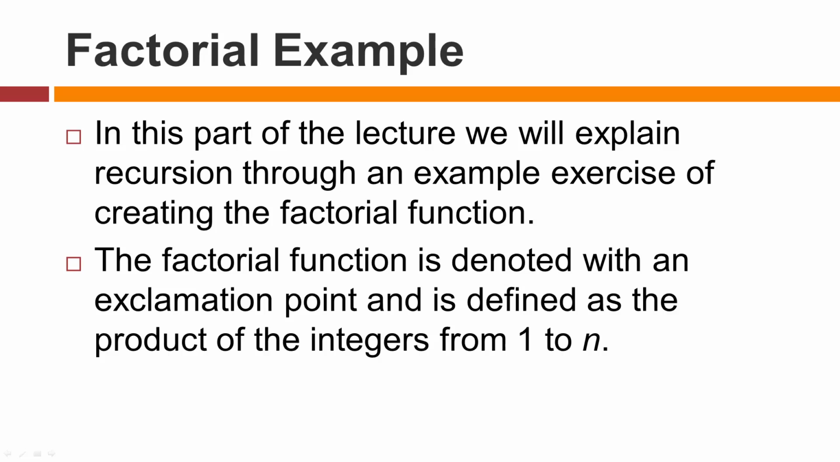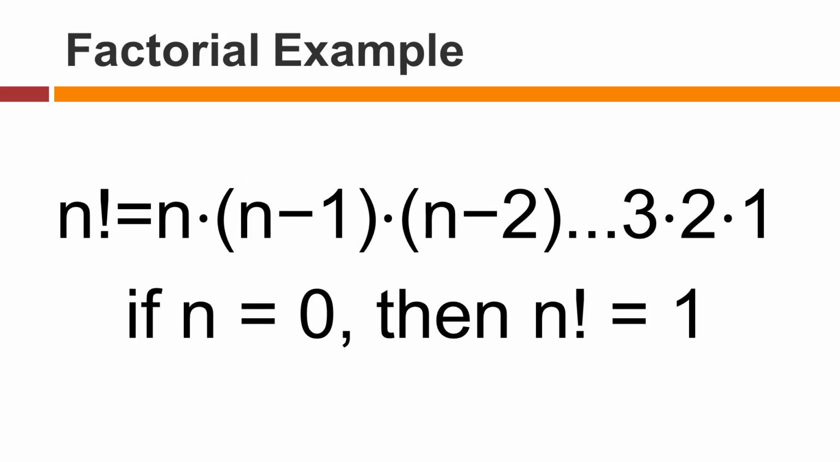So the factorial function is denoted with an exclamation point, and hopefully you're already familiar with it. It's defined as the product of integers from 1 to some number n. So n factorial, or n exclamation mark, is equal to n times (n minus 1) times (n minus 2) times (n minus 3), continued on until you reach 3 times 2 times 1, etc. Now, what's important to note here is if n equals 0, then n factorial is equal to 1. That's important to note because we're going to be using this as our base case later on.